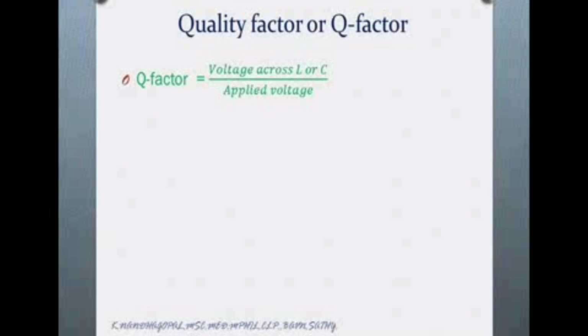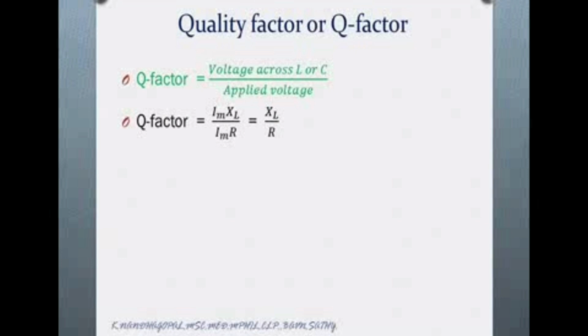The ratio between the two voltages gives the Q factor. So then Q factor for inductance XL, that is V equal to IR. So instead of taking L or C, now we can take the inductance. That's why here we are writing XL.